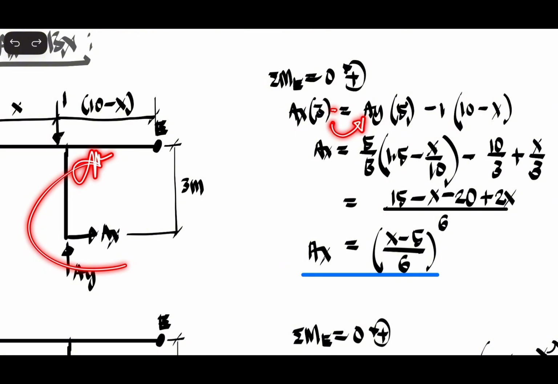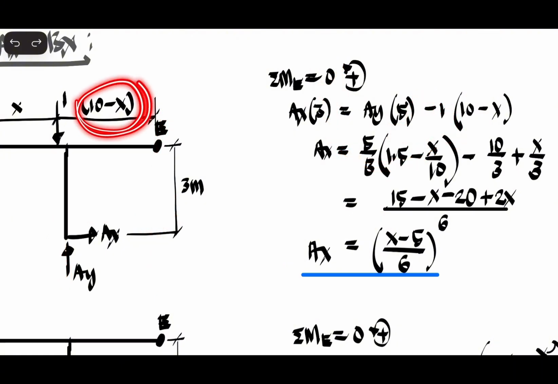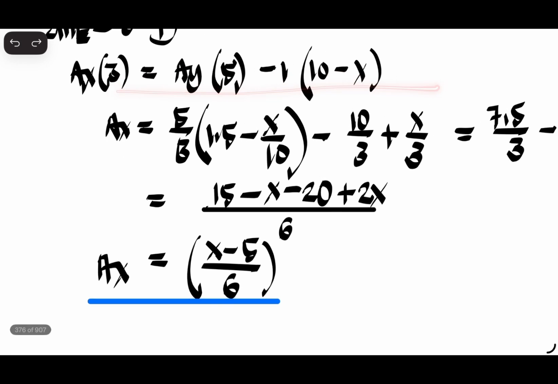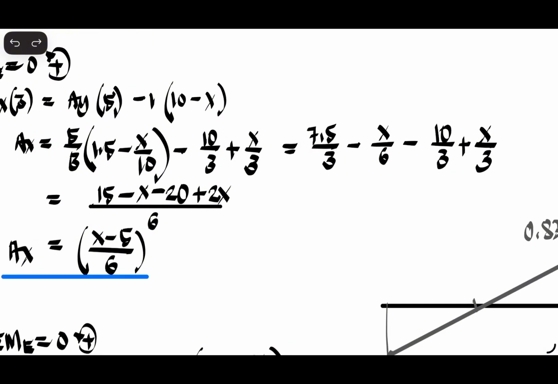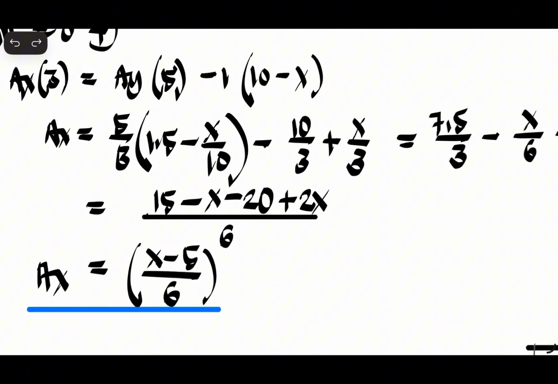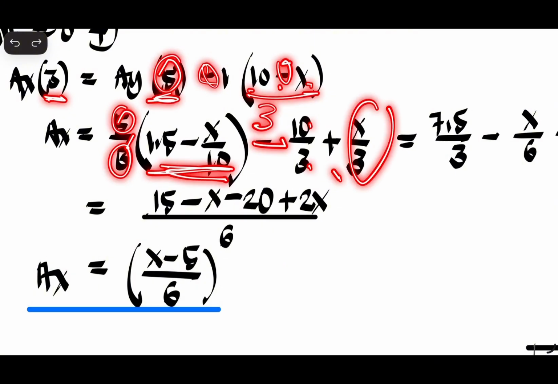So if there is no negative sign, positive AY times this distance, which is equal to 5, and then minus. Since this is supposed to be positive, it transfers to the other side, so it becomes negative times its perpendicular distance, 10 minus x. And then simplifying this equation, we will get this one. So divide these quantities by 3. So we have 5 over 3 times AY. So this is the AY value or equation. And then minus 10 minus x over 3, or 10 over 3 plus x over 3.